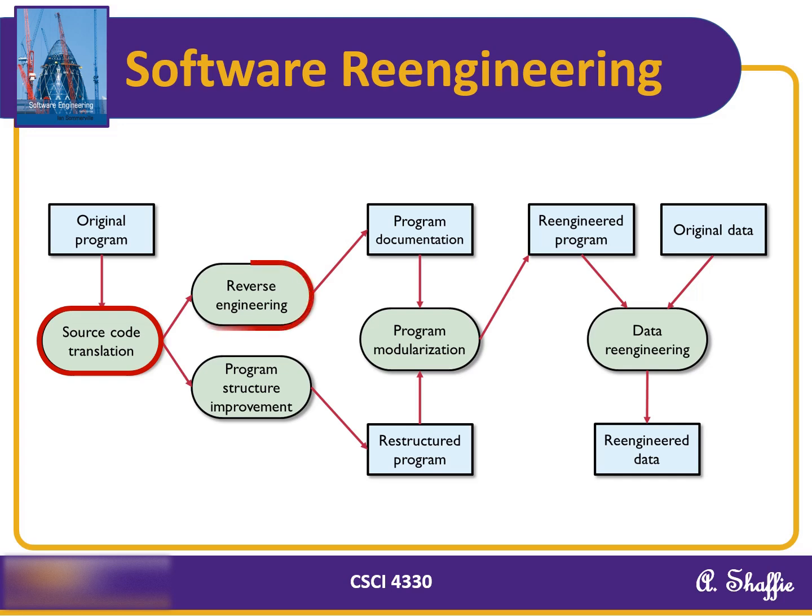Then we have the reverse engineering process. In this step, the existing system is analyzed to understand how it works. This creates a foundation for further improvements, like documenting the program more effectively. The program structure improvement. The structure of the program is reorganized or optimized to enhance clarity and maintainability. For example, redundant or poorly written code is cleaned up here.